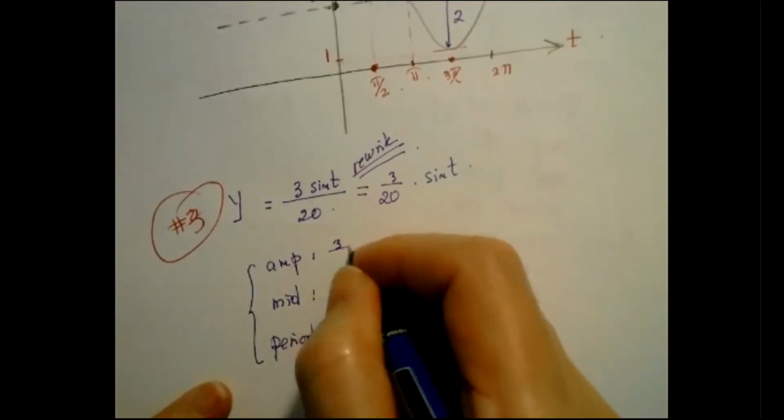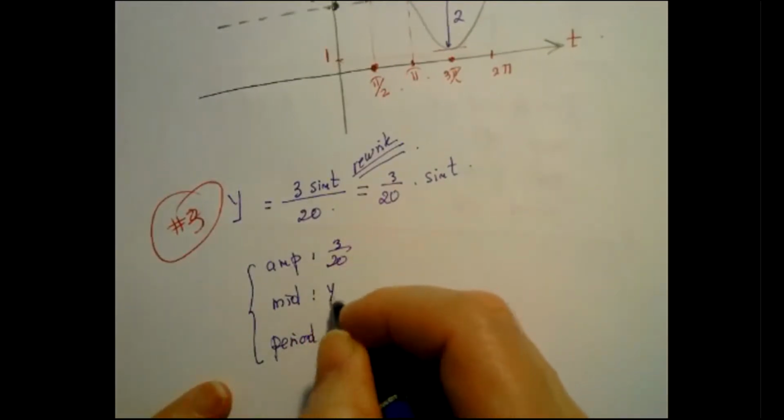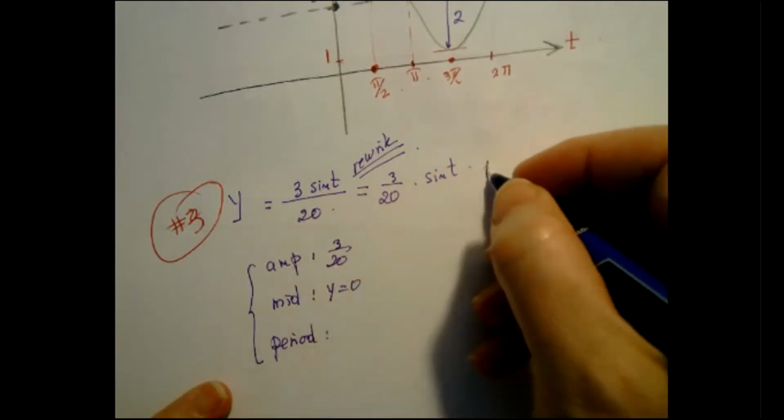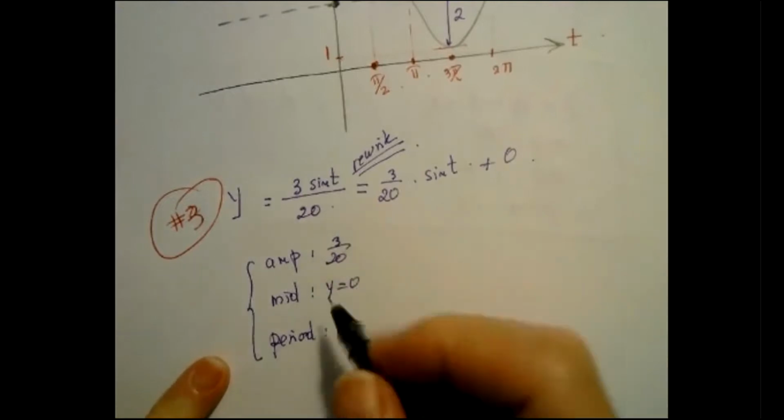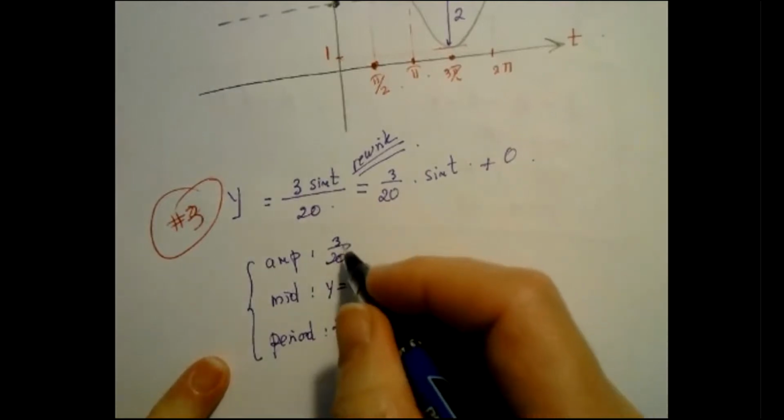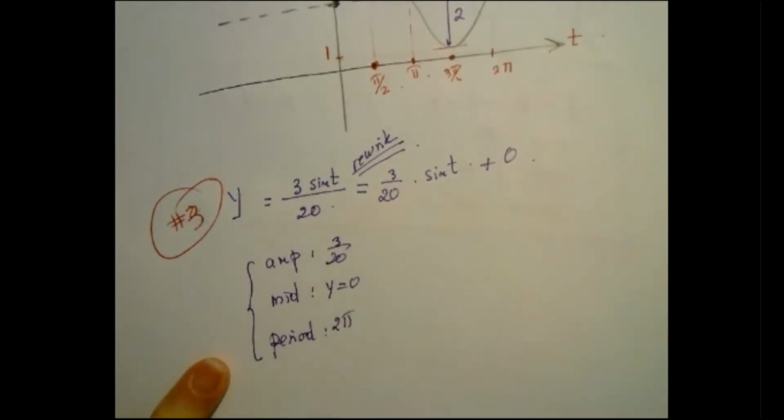So the amplitude is 3 over 20. The midline is 0 because I'm not shifting. There is a 0 in here. Right, now the period is always 2 pi. But what's the effect? 3 over 20 is way, way less than 1.